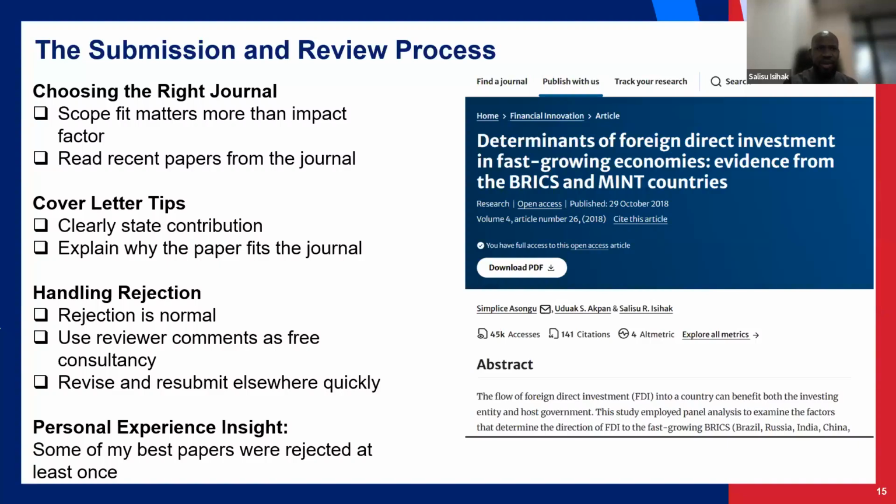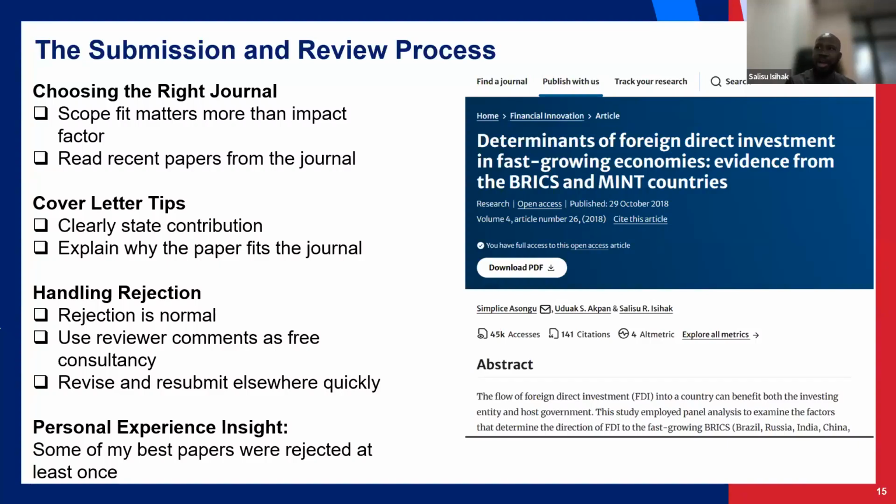But at the end of the day, when we finally got it accepted in one of the Springer journals called Financial Innovation, this paper turned out to be one of my most cited works. It has been cited by more than 400 people. You are seeing 141 here because they are only taking reference to some citations. There are some that Google Scholar will pick, and this journal will not pick.